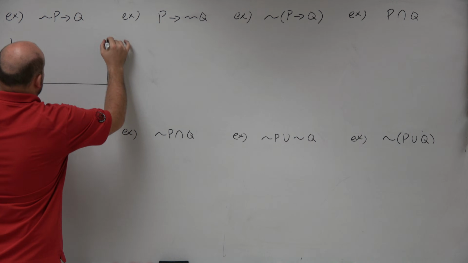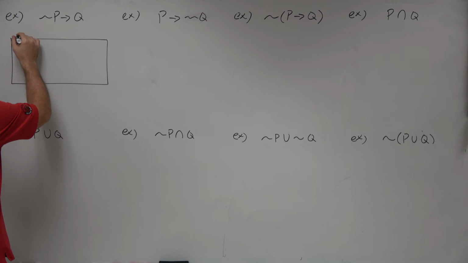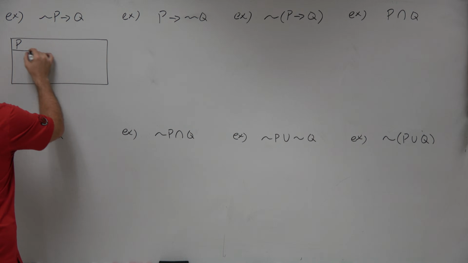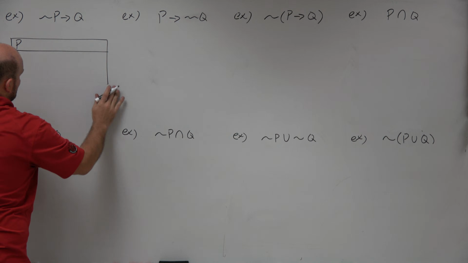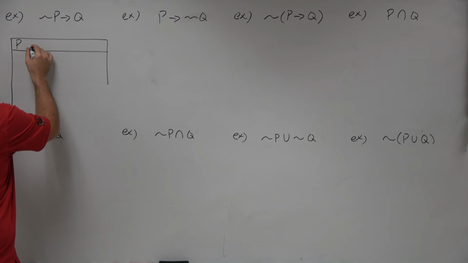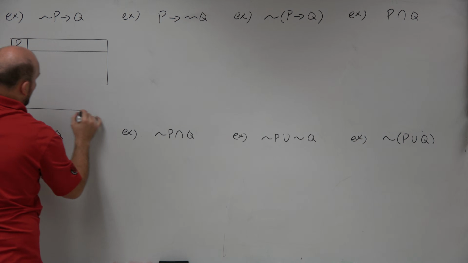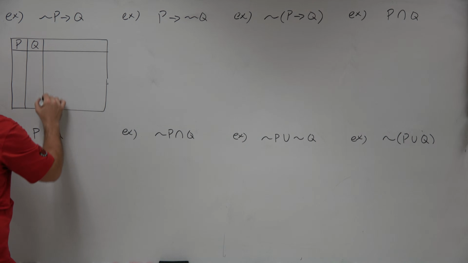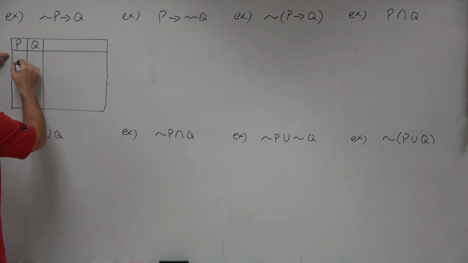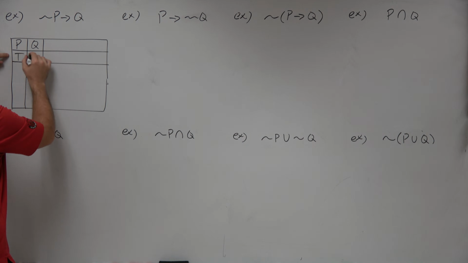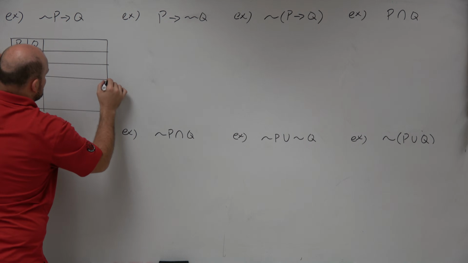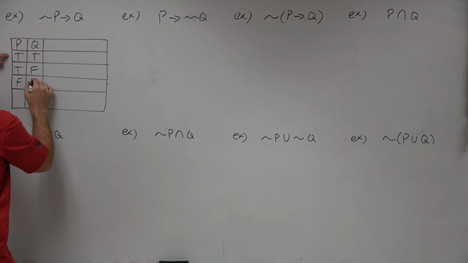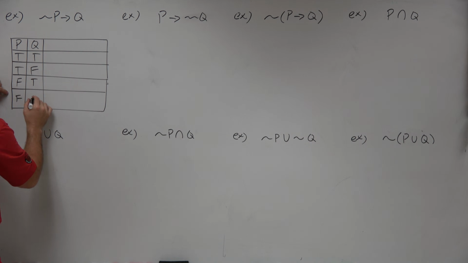First of all, if we're having a conditional statement, then we know we're going to start with our P. Let's go a little bit bigger here. OK, and let's list out all of the different ways for our P and our Q that we could have. In this case, you remember we could have true, true, a true, false, a false, true, and a false, false.